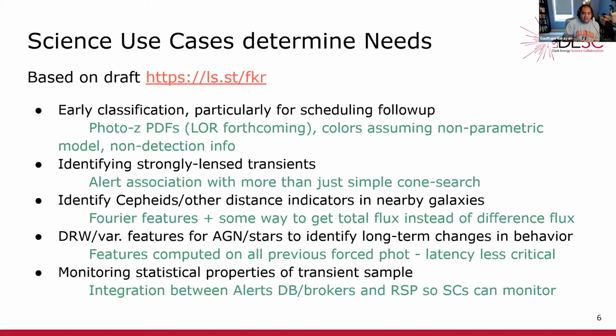And monitoring statistical properties of a transient sample actually implies that we have some kind of access to an alerts database through the brokers or through the Rubin Science Platform. This might be a use for this LInCC thing that one of the previous sessions talked about, so that science collaborations can stand up little monitor services to actually keep looking at what they're doing.